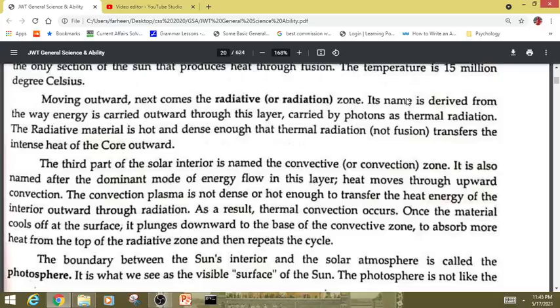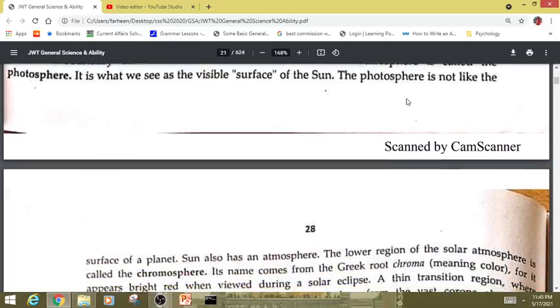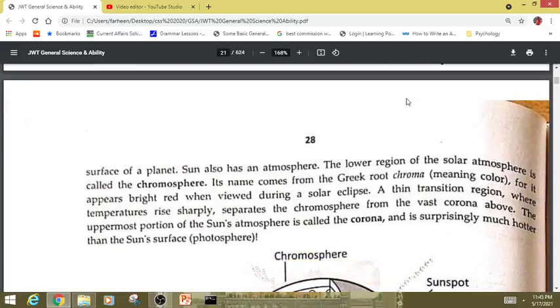The boundary between the sun's interior and the solar atmosphere is called the photosphere. It is what we see as the visible surface of the sun. The photosphere is not like the surface of a planet. The sun also has an atmosphere. The lower region of the solar atmosphere is called the chromosphere.